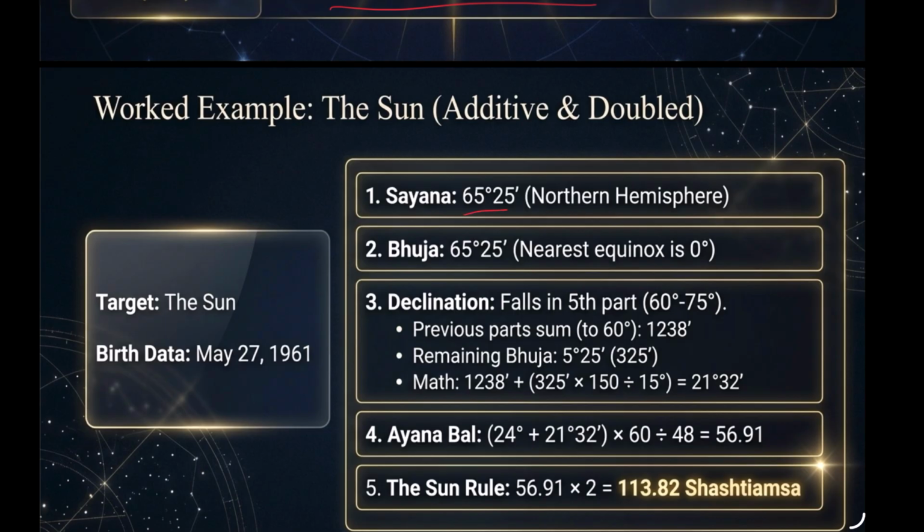For example, the Ayana longitude is 65 degrees 25 minutes, the Bhuja is this, and the declination and everything we calculated earlier. So the Ayana Bala is 24 plus 21.32 into 60 divided by 48. If we solve this, we get 56.91 Shashtiamsha as the calculated Ayana Bala. But the Sun has a special rule that whatever value we calculate, we have to multiply it by 2. So the final answer: the calculated Ayana Bala for the Sun is 56.91 Shashtiamsha, and the actual Ayana Bala of the Sun is that times 2. So it is 113.82 Shashtiamsha.